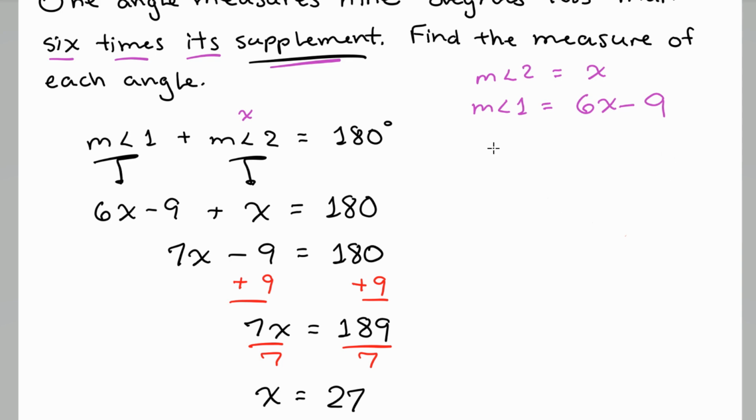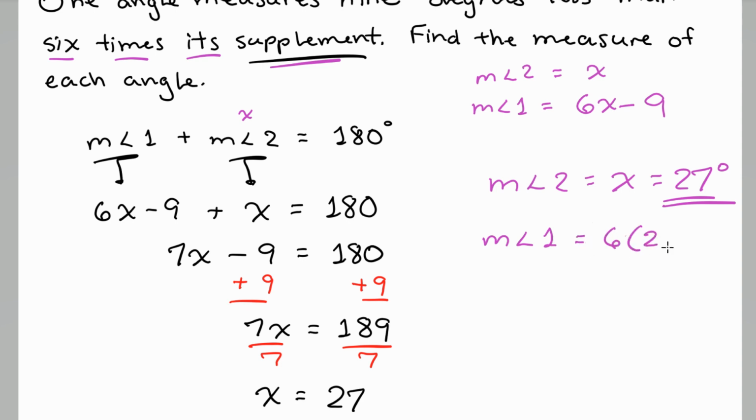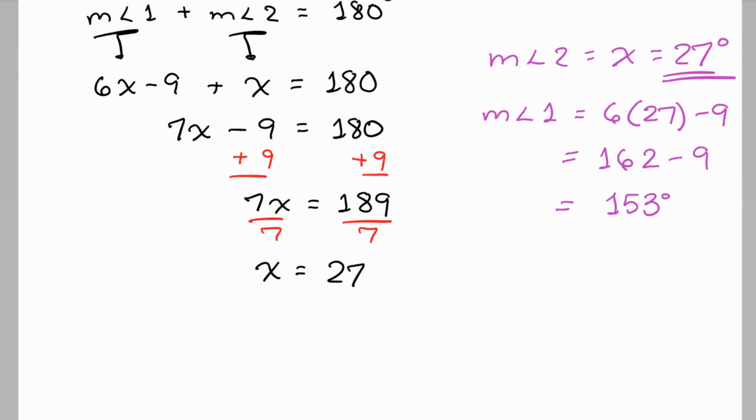So that means from up above that the measure of angle 2, which was x, is 27 degrees. And then the measure of angle 1 is going to be 6 times 27 minus 9. So 6 times 27 is 162 minus 9, so we end up with 153. So 153 degrees.